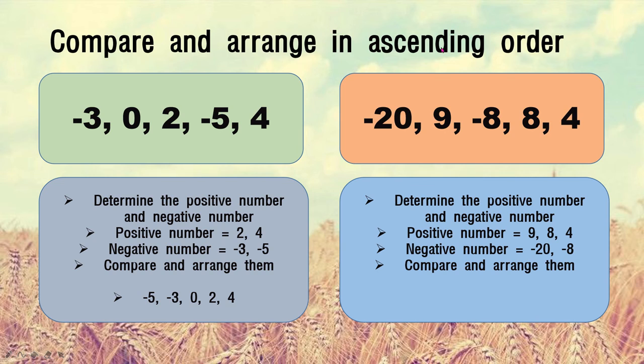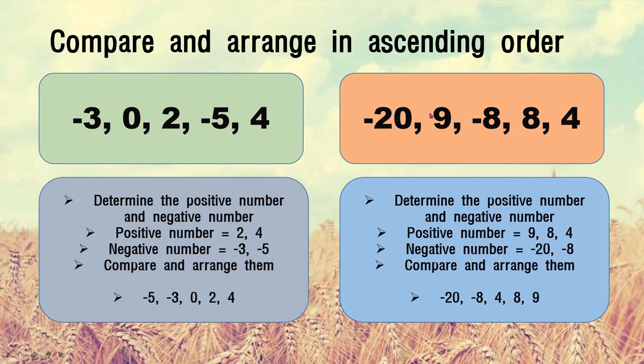Okay, ascending is from the smallest to the largest. So among the negatives, which one will be the smallest? Negative 20. Continue with negative 8. Because we don't have 0 here, we continue with our positive numbers. That will be 4, 8, and 9, from the smallest to the largest. Okay, this is how we do our ascending order.